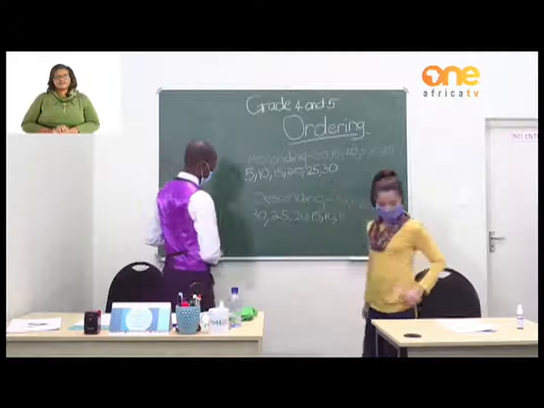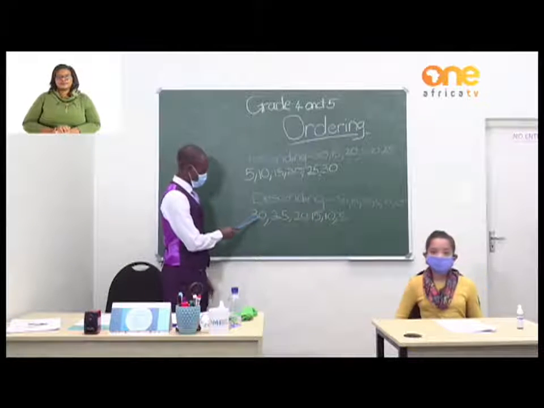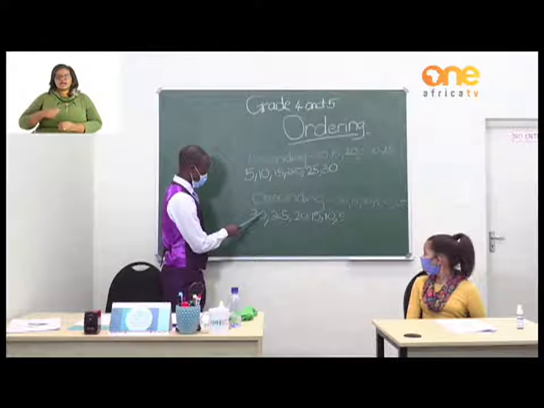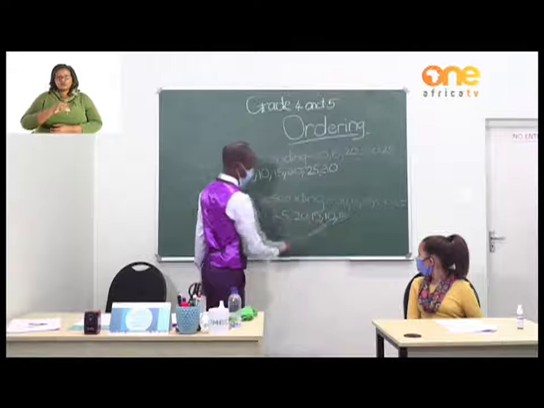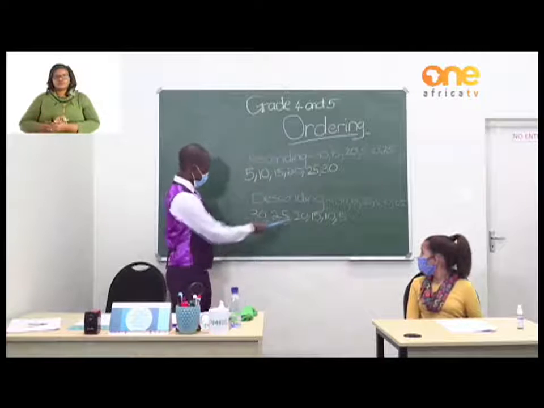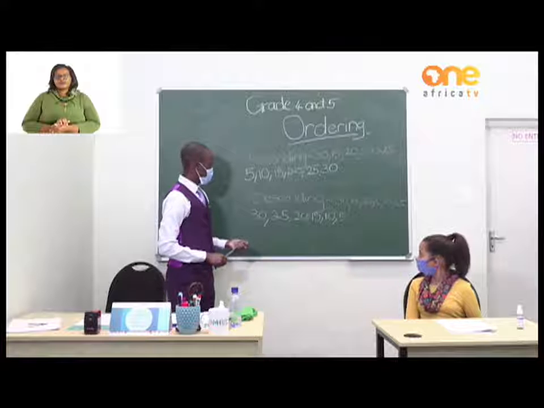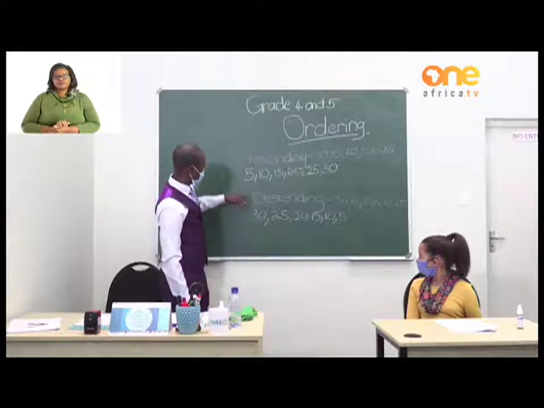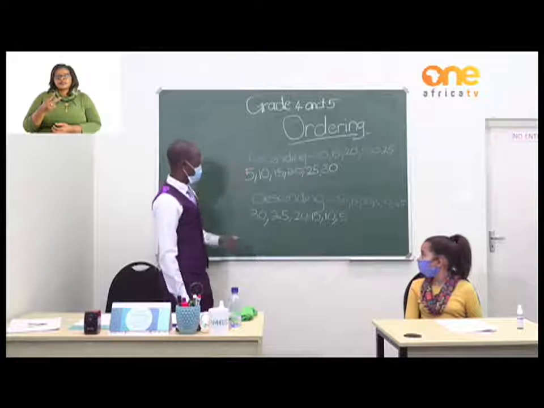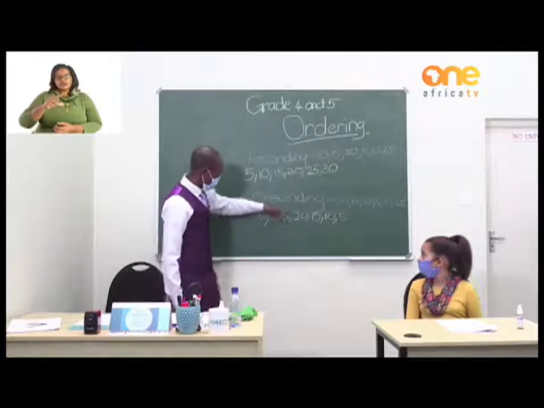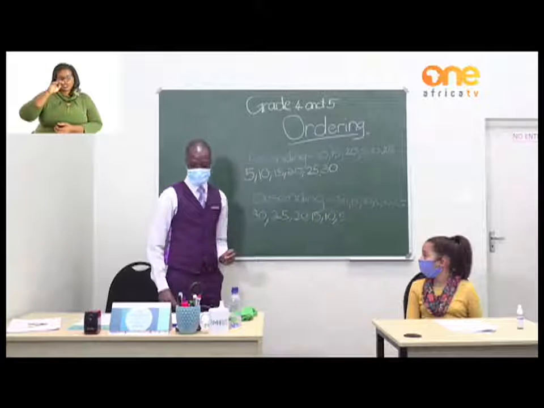Yeah, that's excellent. Thank you so much. Let us come here. You will see that our numbers are decreasing: 30, 25, 20, 15, 10, 5. So that is what we do when you are putting numbers in descending order. You'll be able to see that descending order is the opposite of ascending order. Here we are starting from the biggest to the smallest. Here we are starting from the smallest to the biggest.